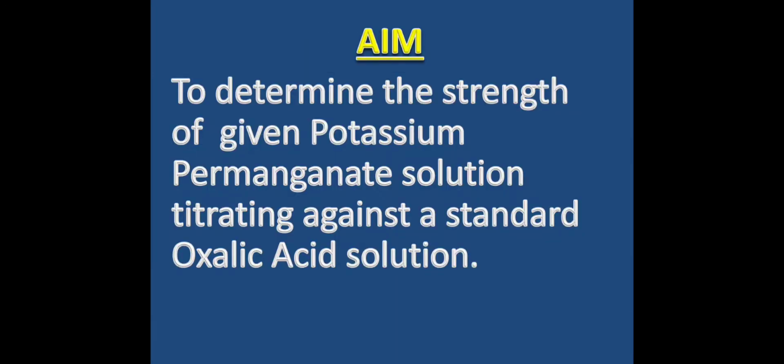The aim of this experiment is to determine the strength of a given potassium permanganate solution by titrating against a standard oxalic acid solution. Therefore, there are two parts in this experiment. The first part is the preparation of standard solution and the second part is the titration.